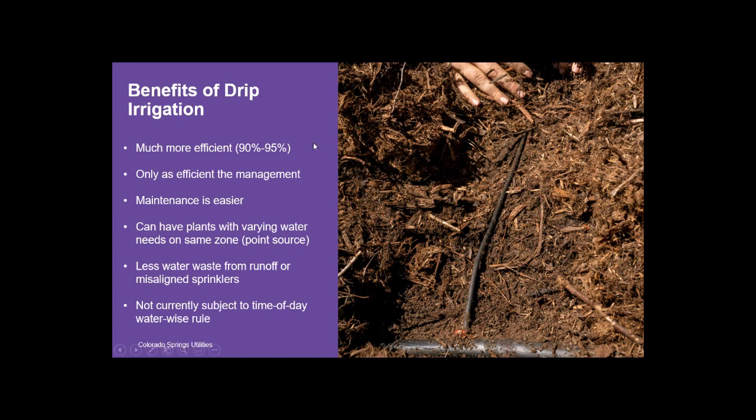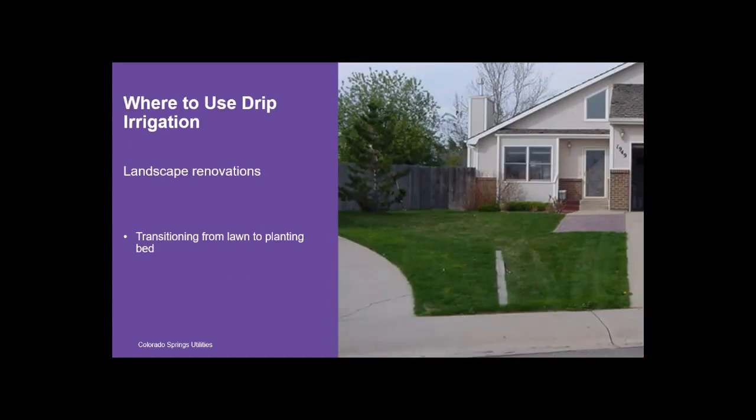And drip irrigation is not currently subject to our time of day water-wise rules. For overhead irrigation, it's recommended to have that irrigation occur prior to 10 a.m. or after 6 p.m. But with drip irrigation, since it's so efficient, we're not throwing that water into the air, we're not having that wind drift or that evaporation, so drip irrigation can be run at any time during the day.